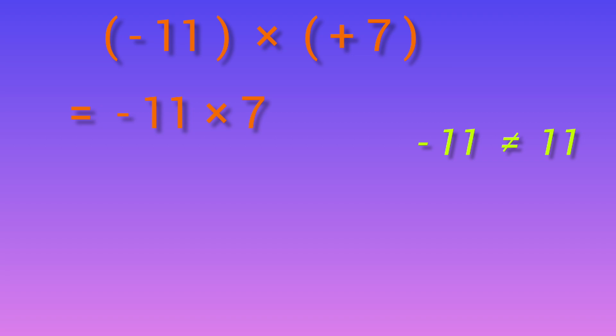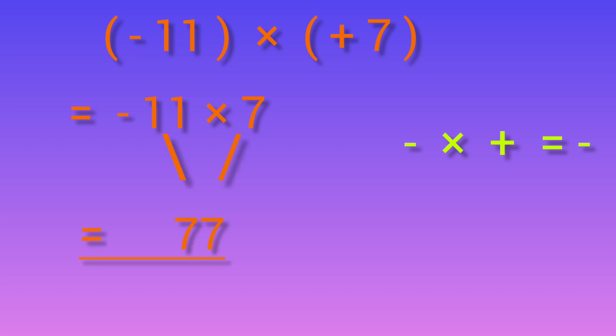Negative 11 is not equal to 11. Negative 11 is a negative number. It is not a positive number. Hence, it will remain as a negative 11. So now we can see that it's a negative number times a positive number. So definitely our answer will be negative. And what is 11 times 7? It's 77. So our final answer will be negative 77.